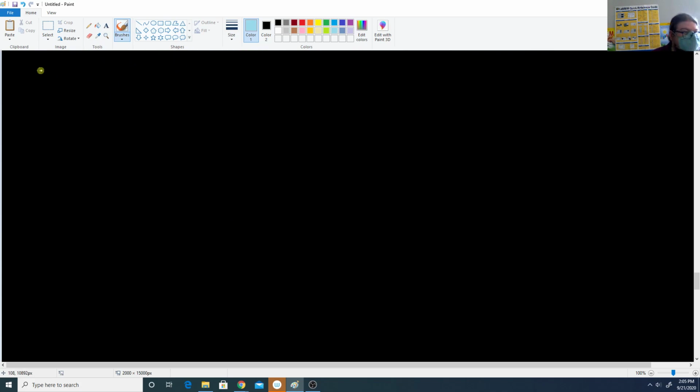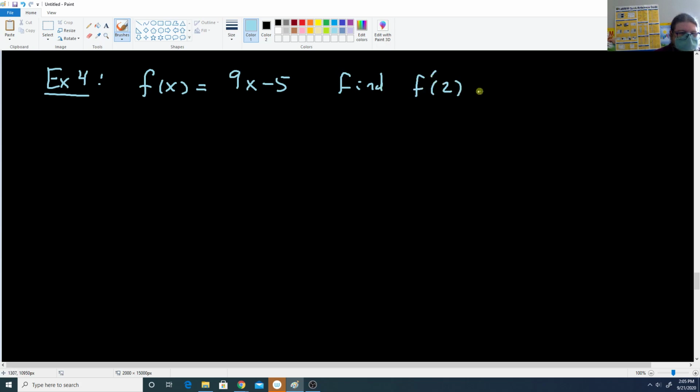Okay, so let's do a quick example. This is example 4, using our information there. So we got f of x equals 9x minus 5, and we want to find f prime of 2 and f prime of 5.